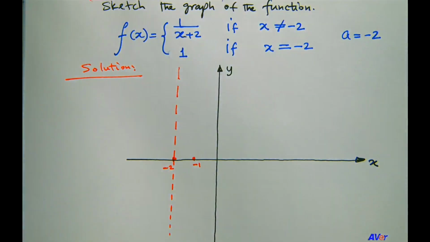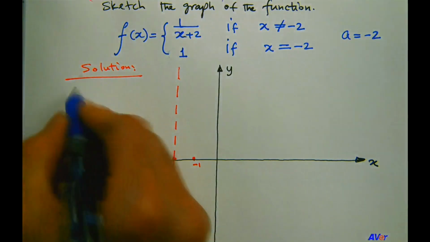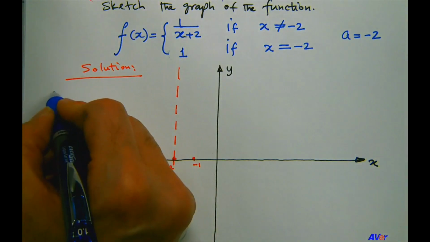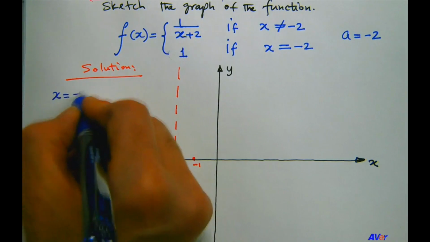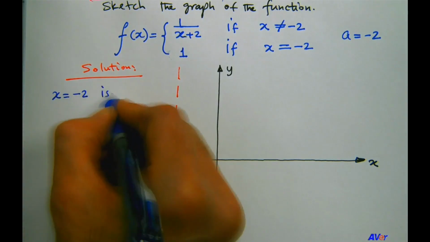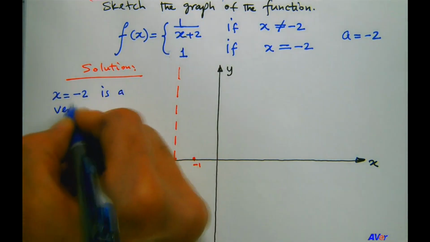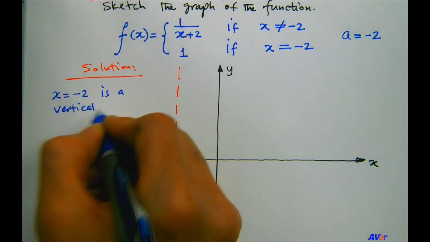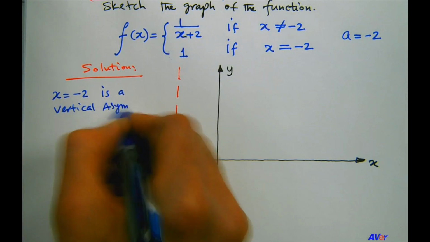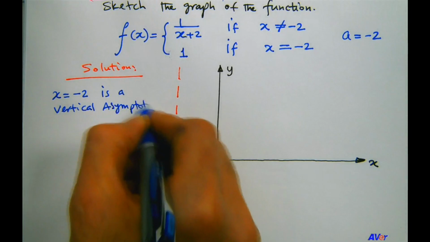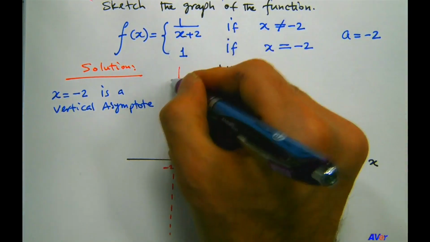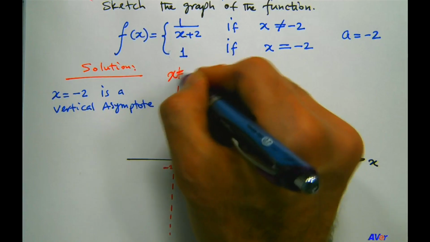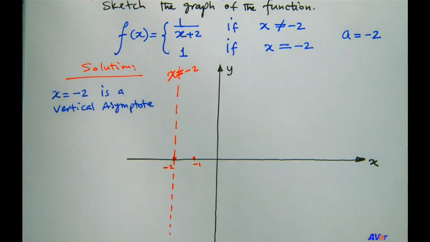And also, so x equals negative 2 is a vertical asymptote, and this is x equals negative 2, that dashed line.